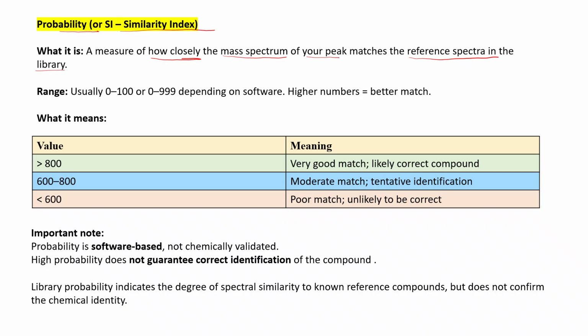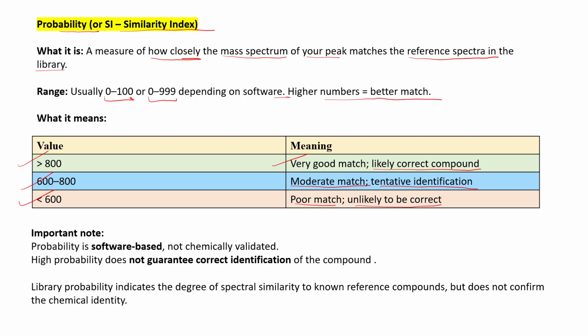in the library. So it has a range of 0 to 100 or 0 to 99 depending on software. Higher number shows better match. So if it is greater than 800, very good match, likely correct compound. 600 to 800, moderate match, tentative identification. Less than 600, poor match, unlikely to be correct.